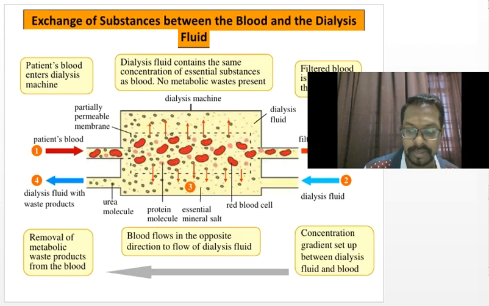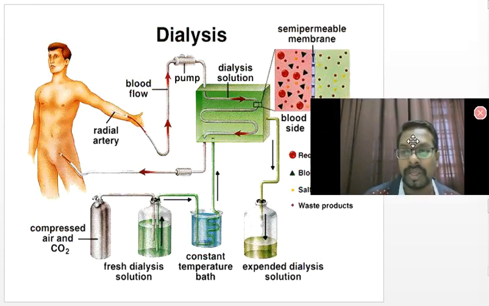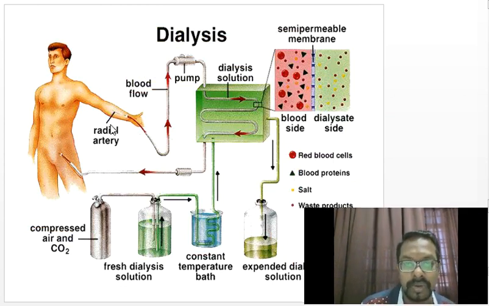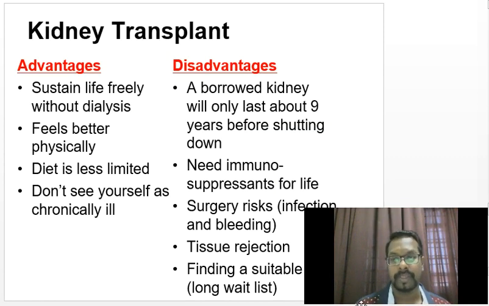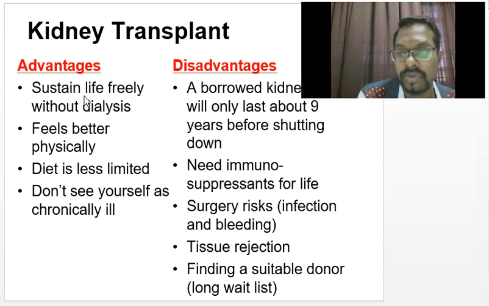Okay, next slide. This is again to show the mechanism, but actually it's not very important. The radial artery goes in here, the pump, this is the dialysis solution. The blood will be absorbed, all this is the waste product, and then it will come back in here and go back to the artery. Next, kidney transplant. I put it back, this one here. Should be no problem. Advantages and disadvantages of kidney transplant we should know.